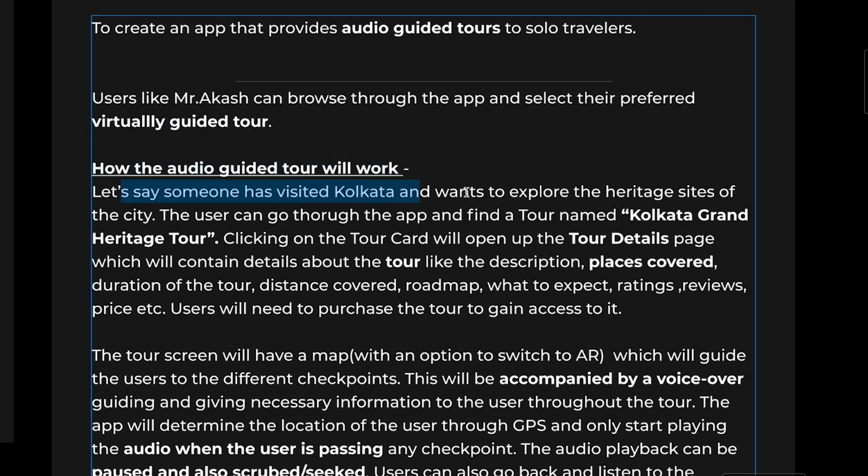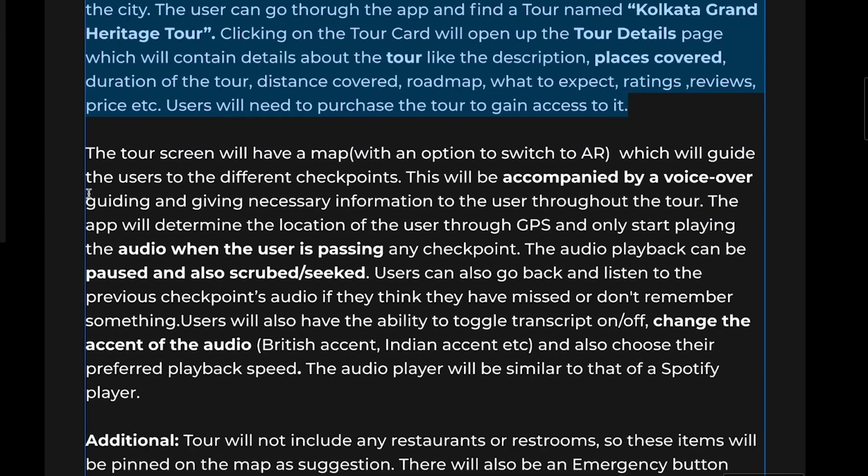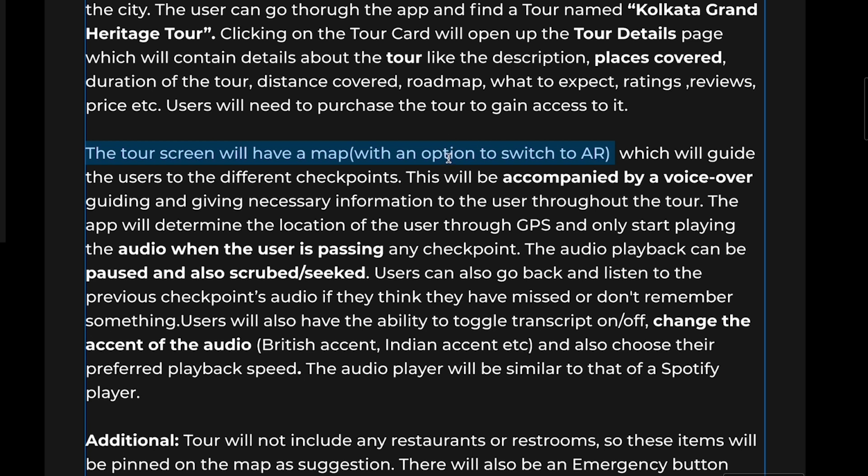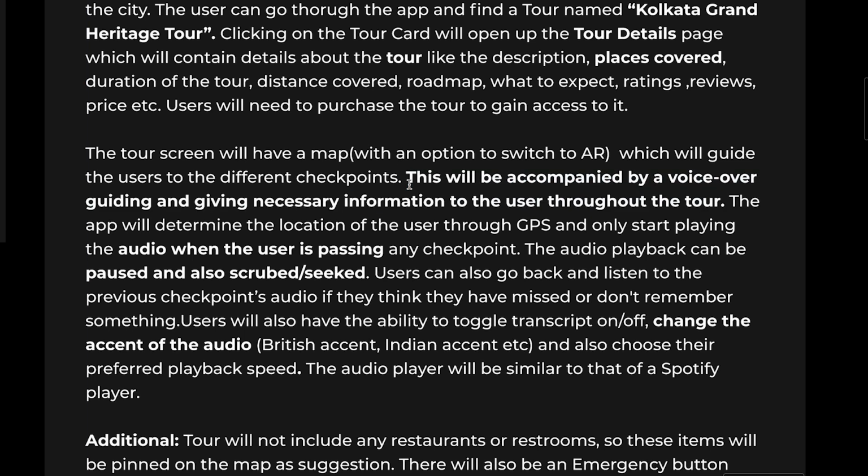So let's say someone visited Kolkata and wants to explore the heritage sites of the city. The user can go to the app, find a tour, whatever, and clicking on the tour. So basically all of this is purchasing and getting access, which is fine. Right, this is pretty obvious. The tour screen will have a map with an option to switch to AR. Right now, I gave him feedback and I said that make AR the core experience itself. Right, or else this is just Google Maps again. Right, make AR the core experience, with which will guide the user to different checkpoints. Valid. This will be accompanied by a voiceover guiding and providing necessary information throughout the tour. Right, so this is basically how the app works.